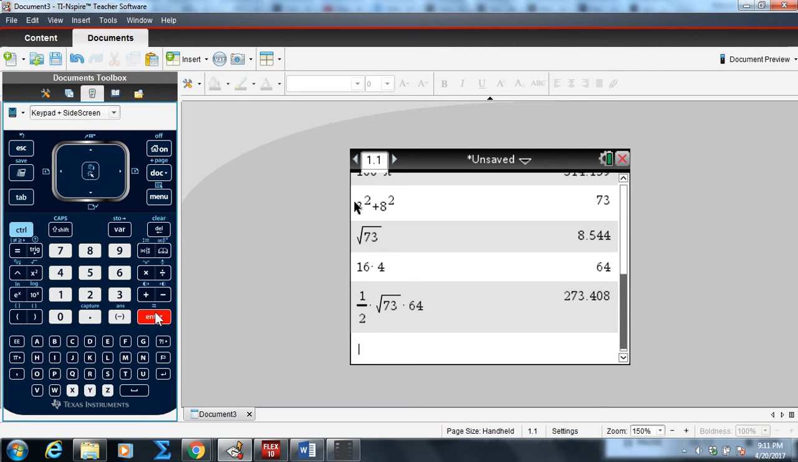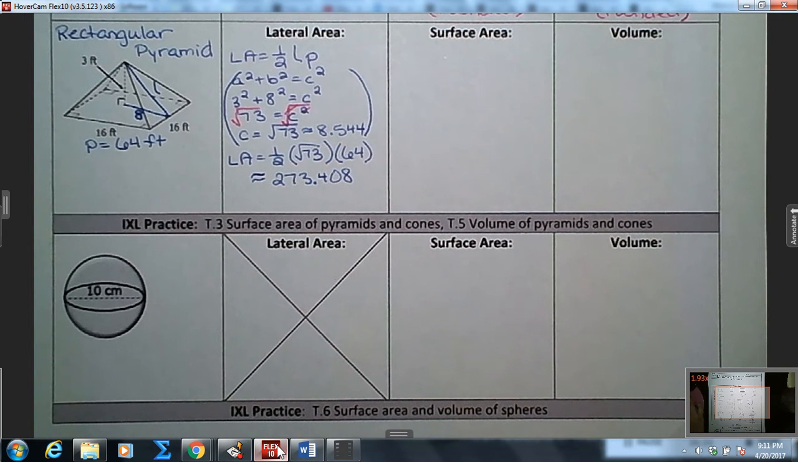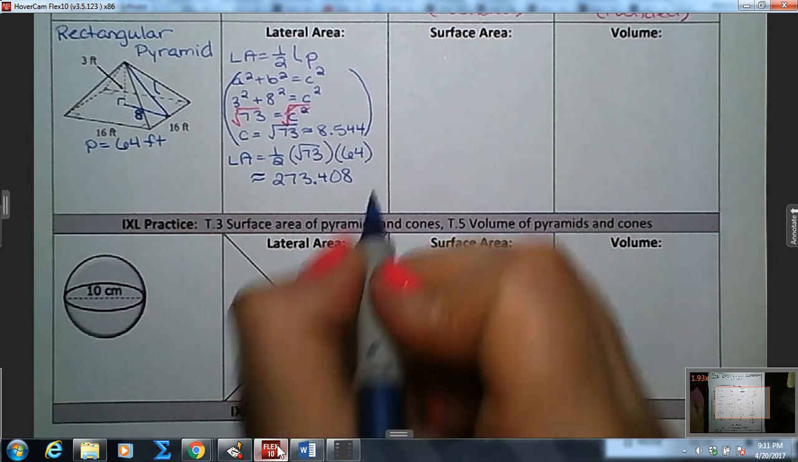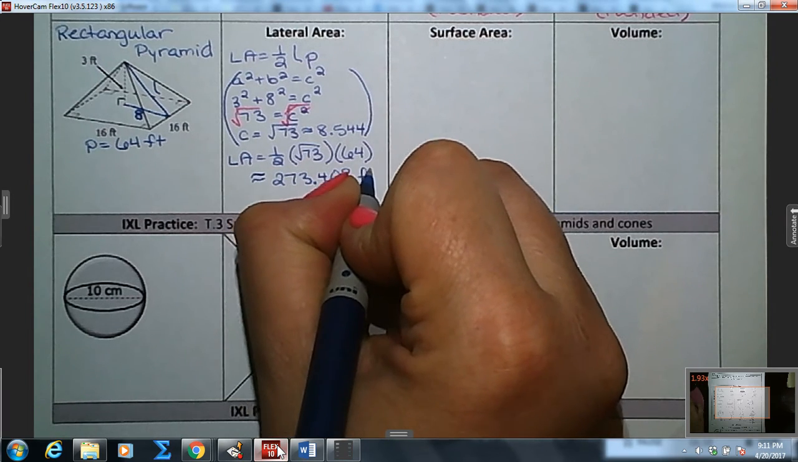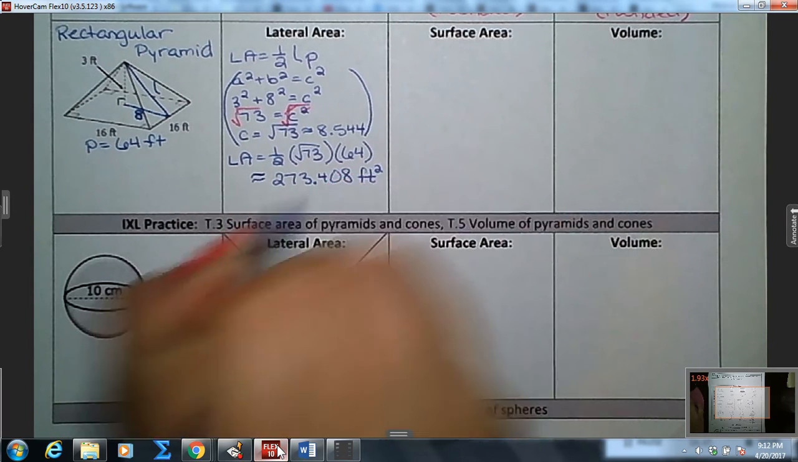Okay, if I want an exact value, then I would type in everything except the square root of 73 because that's my irrational number. I'm just going to write out my approximate value. 273.408. Now, we're working on a lateral area, and area is a squared measurement, so this will be feet squared.